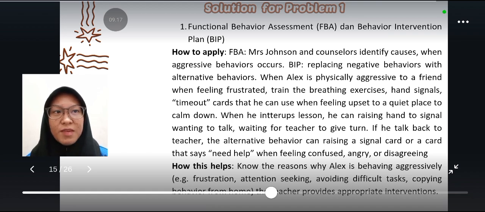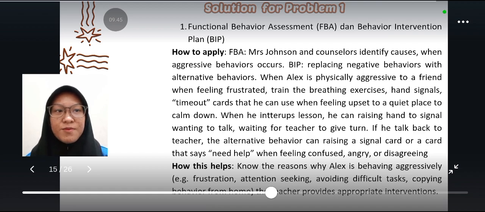How to apply? FBA: Mrs. Johnson and the counselor identify the cause when aggressive behavior occurs. BIP: replacing negative behavior with alternative behavior. When Alex is physically aggressive to a friend when feeling frustrated, train him in breathing exercises, hand signals, and timeout cards that he can use when he feels upset to go to a quiet place to calm down.